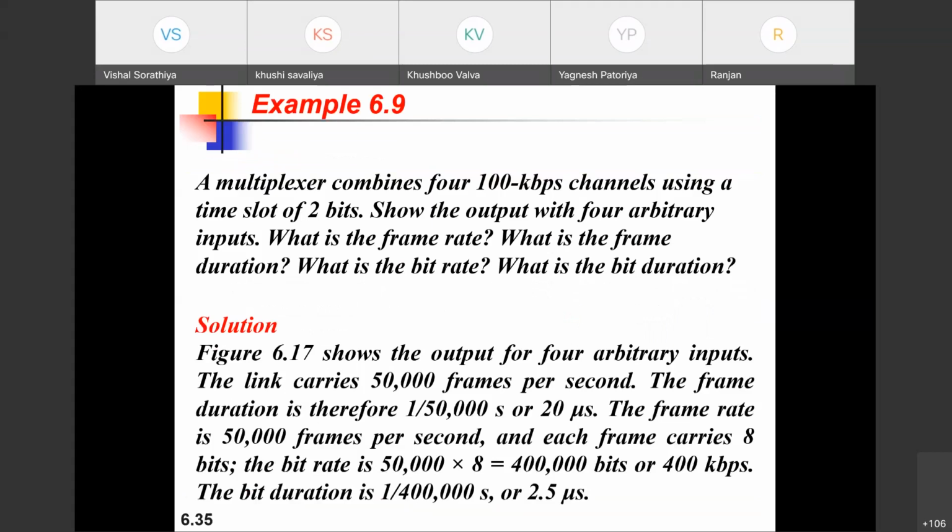Like there is a 400 kbps channel and its time slot is 2 bits. So we are sending 2 bits multiplexed simultaneously and the output is going to be 4 arbitrary bits. What is the frame rate? What is the frame duration? What is the bit rate? Likewise it is going to be calculated.